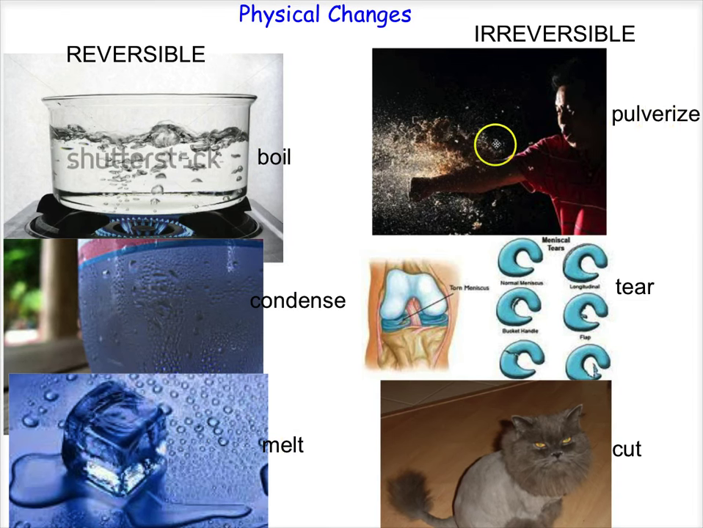Irreversible changes, here something's being pulverized by this martial arts expert, right? Once something is pulverized, it's near impossible to put it back into its original form. Here's a tear of the meniscus of the knee. A tear possibly can heal, but once it's torn, you can't actually patch it back together physically. And here's a funny picture of a cat getting a haircut. Once those hairs are cut, you can't reattach them. Yes, a cat can regrow those hairs, but that's not quite the same as reattaching the hairs that have been cut. So pulverizing, tearing, and cutting, these are just three examples of irreversible physical changes.